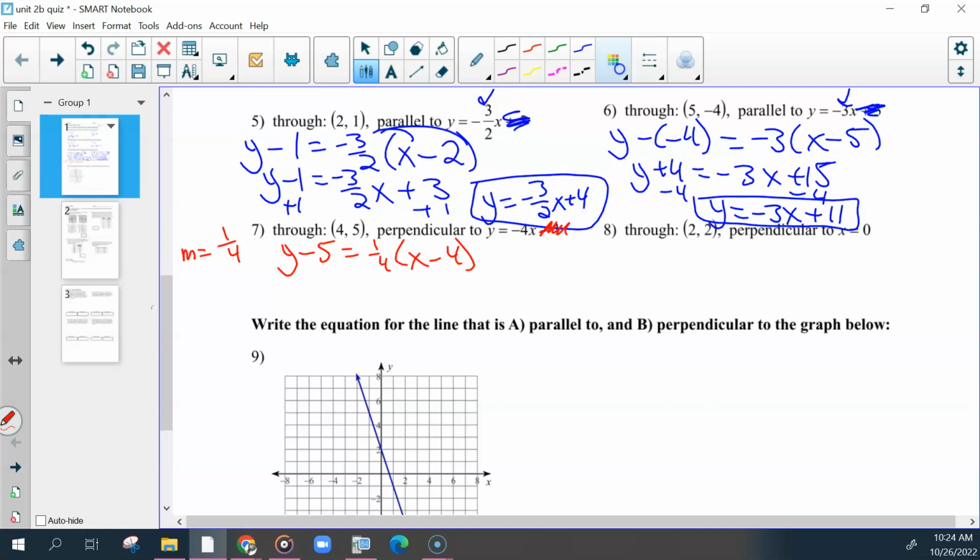Distribute the 1/4. Double check your math. And then add 5 to both sides. Y equals 1/4 x plus 4 was our final answer for that one. Any questions on that one?